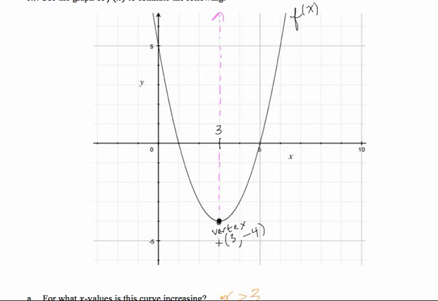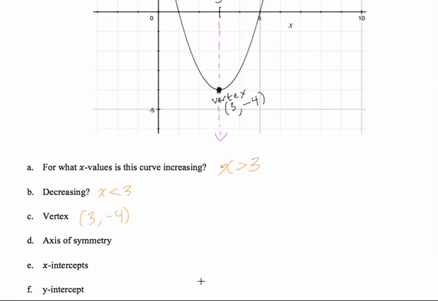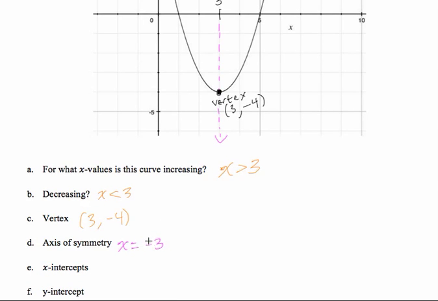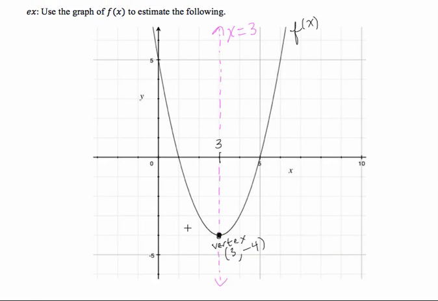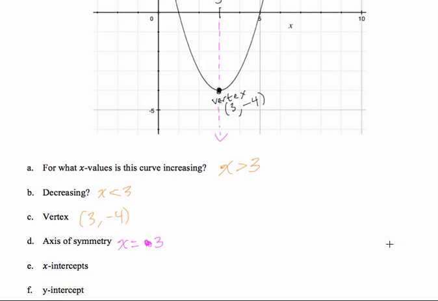Remember, vertical lines are not functions, so they have the equation x equals. This one, the equation is x equals 3. It's just that x value. So the equation of the line over which the parabola mirrors itself, in this example, is x equals positive 3. I don't know why I wrote negative. Just x equals 3.